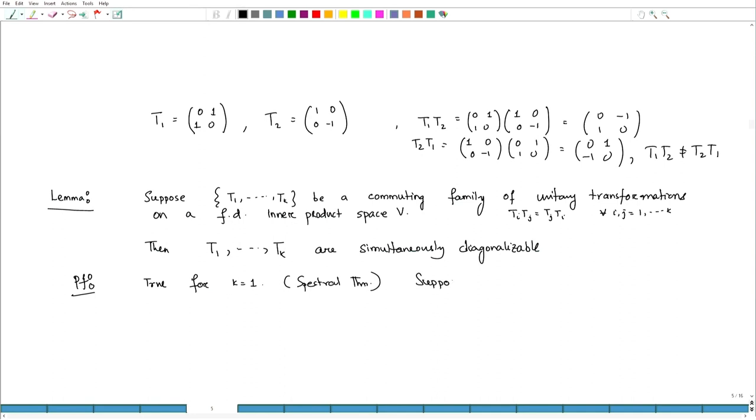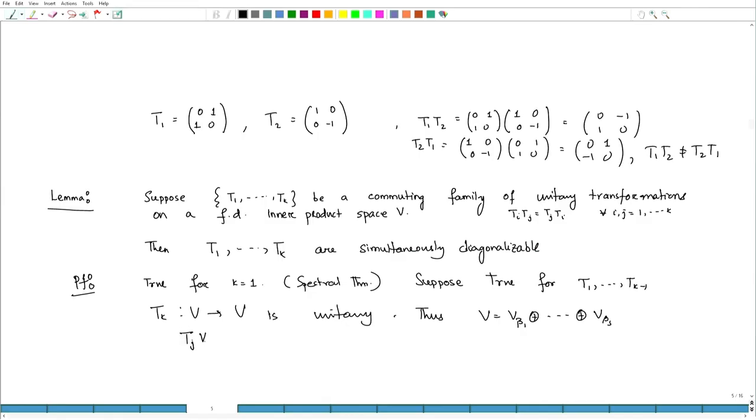Suppose true for T1 to T(k minus 1). Now Tk from V to V is unitary, thus it is diagonalizable. V can be written as V beta 1 direct sum and so on, these are the eigenspaces for Tk. Now, as they were commuting, our claim is that Tj maps V beta i into V beta i. This is our claim.